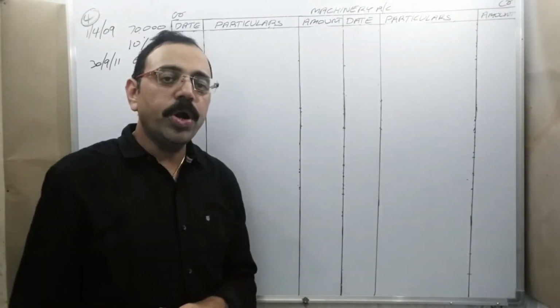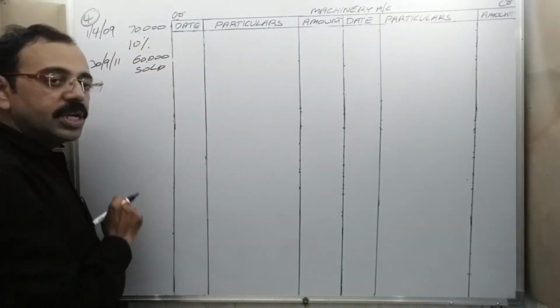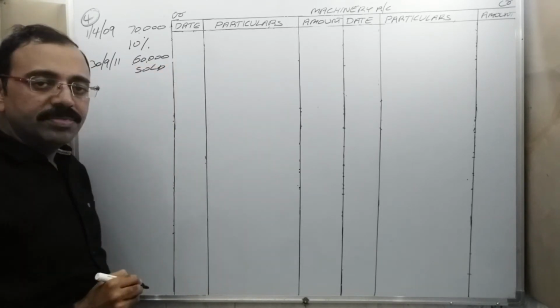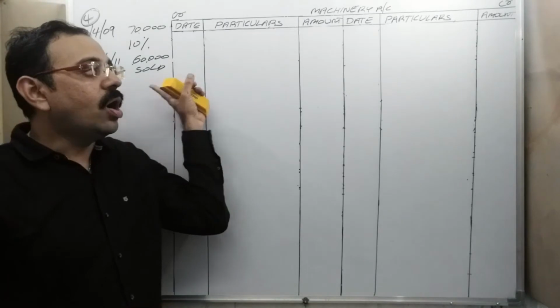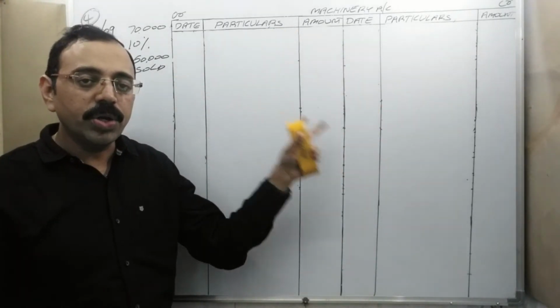Now, what is the new point in this problem? After using for some years, the firm sold that asset. When an asset is sold, how to prepare the asset account? That point we are going to learn now.